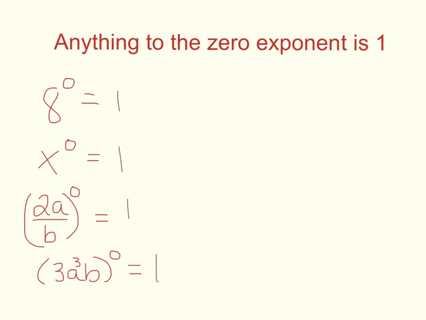Now these last two simplified to 1 because the whole thing here was in parentheses, so that means that whole thing here became a 1. Same thing with this one. If the parentheses wasn't there, then it would be a different situation, and we'll talk about that later.